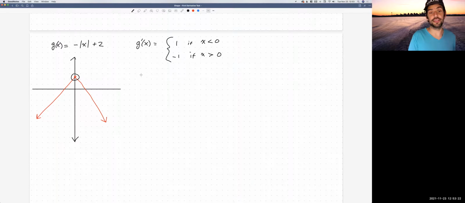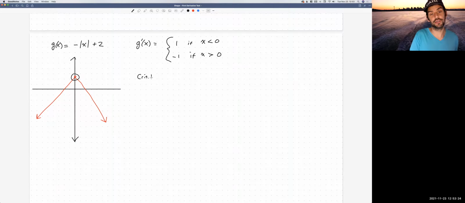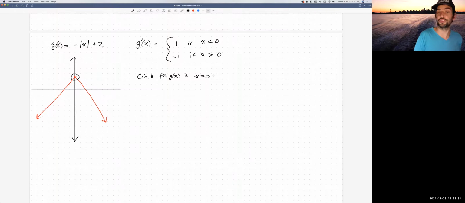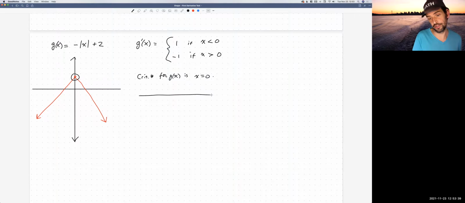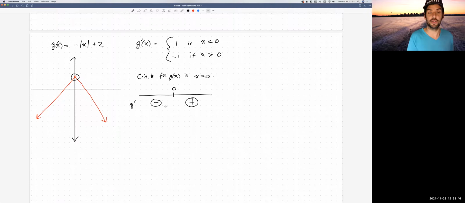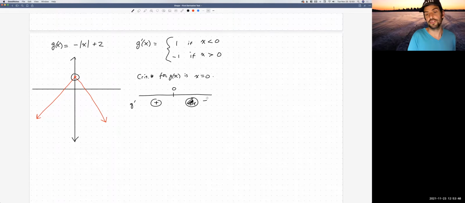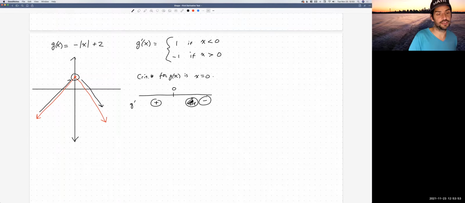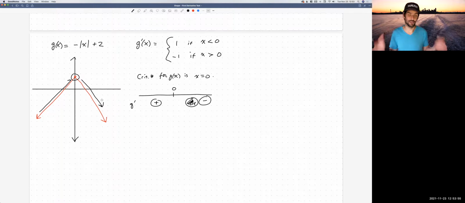So what this tells me is a critical number, or the only critical number for g of x, is x equals 0. That's where the derivative doesn't exist. And we know at this point, as we cross over 0, the derivative goes from positive to negative. We're increasing as we approach this point, decreasing as we leave. That is a local maximum, right?